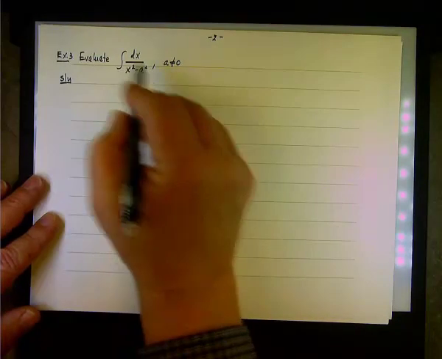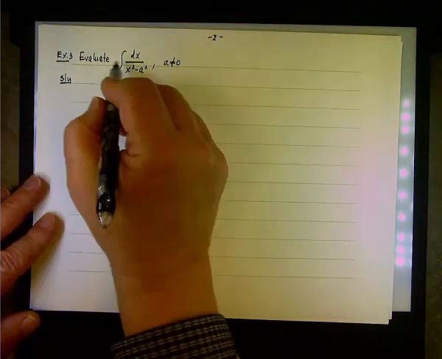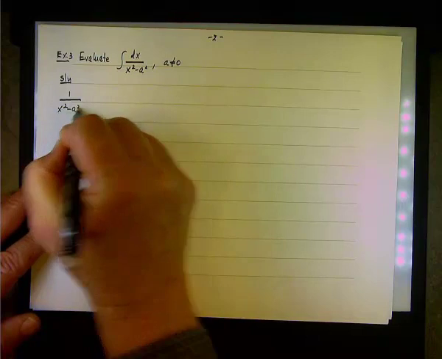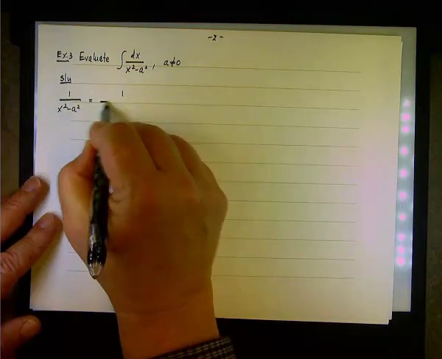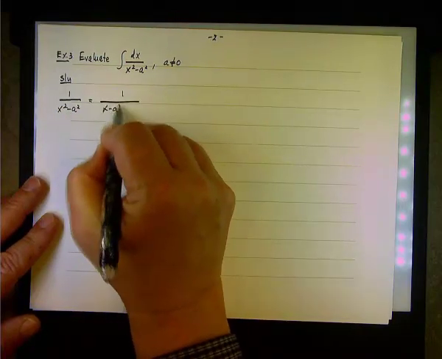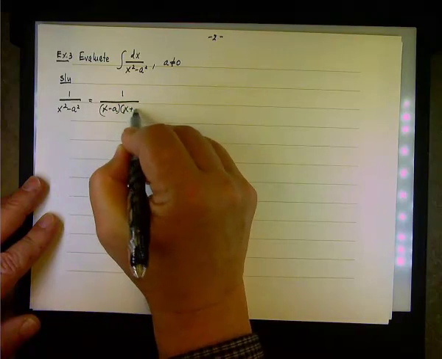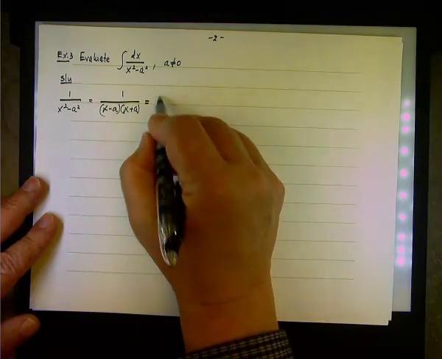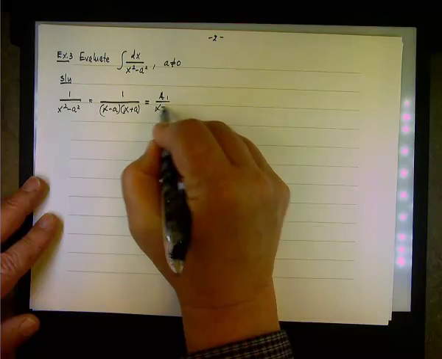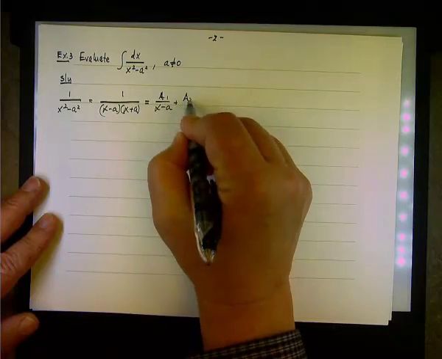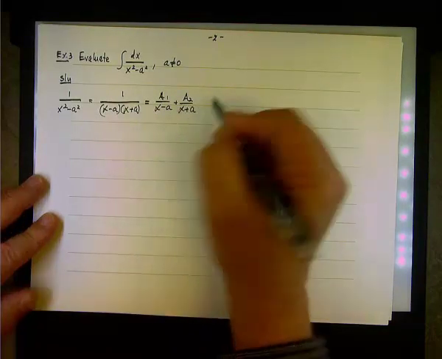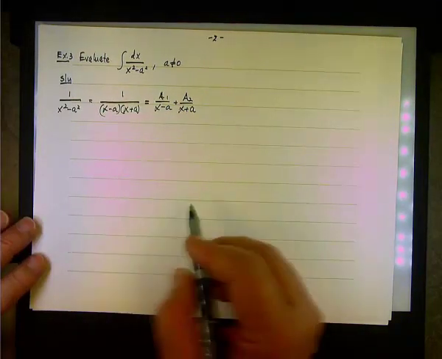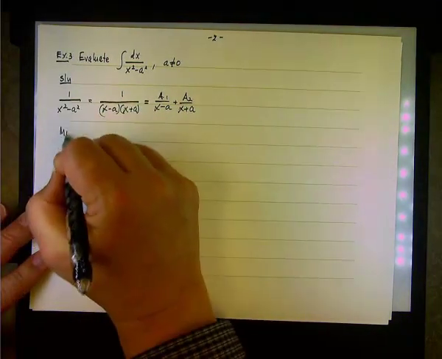So what we are looking at, first of all, is a proper rational fraction, because we have 1 over x squared minus a squared. And we're going to factor it as 1 over x minus a times x plus a. In terms of partial fraction decomposition, we decompose it as A1 over x minus a plus A2 over x plus a. And I'm going to multiply by the least common denominator as I did before.